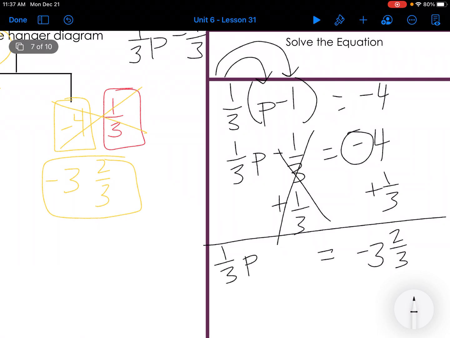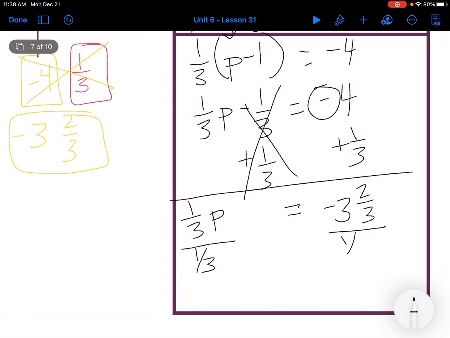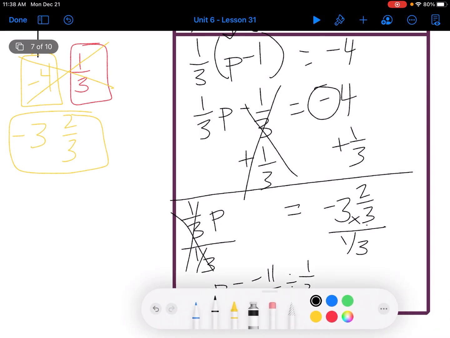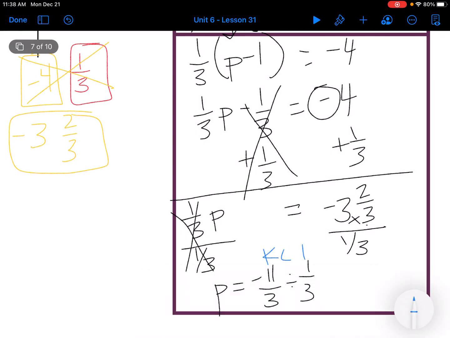Now, if I multiply by 1/3, the opposite would be to divide by 1/3. So I'm left with negative 3 2/3. I have to change this around to an improper fraction so I can solve it. 3 times 3 is 9, plus 2 is 11. So negative 11/3 divided by 1/3. I'm going to use my keep, change, flip, because that's my strategy.